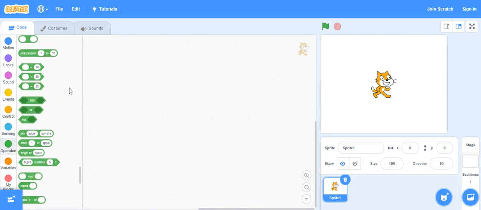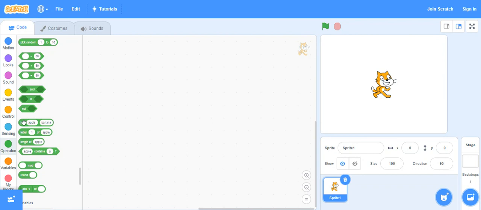Now let's move on to our next. Join apple, banana. See? So it joins the given phrases.